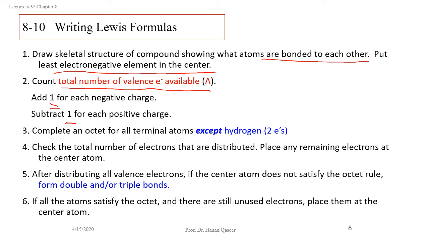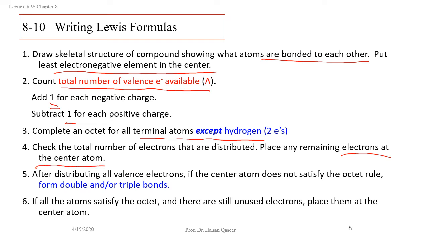Number 3, complete an octet for all terminal atoms except hydrogen. Hydrogen due to rule اللي هي نظرية الثنائي، عنده 2 electrons فقط. Number 4, check the total number of electrons that are distributed. تعمل check على number of electrons اللي وزعتهم. Place any remaining electrons at the center. وإذا ظل عندك زيادة هذولا يضافوا على الذرة المركزية.